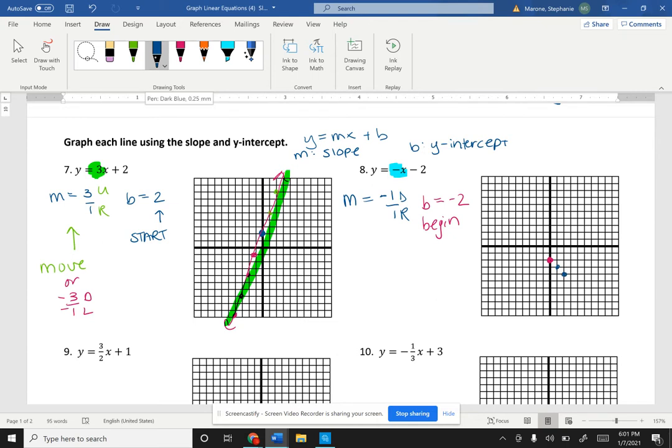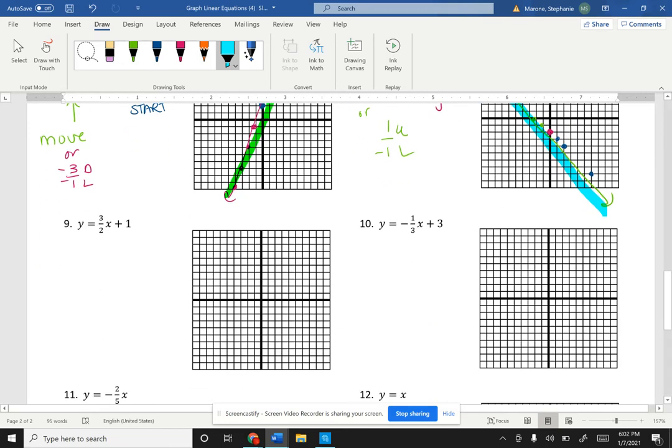Or if we're lazy, we can go down 4 and to the right 4. Down 4 to the right 4 is the same as down 1, right 1. Or we can go 1 over negative 1: up 1 to the left 1. Up and to the left is the same as down and to the right. And again, we can go up 10, right 10, whatever you want, as long as that slope is negative 1. If the slope is negative, the line is going down from the left to the right.